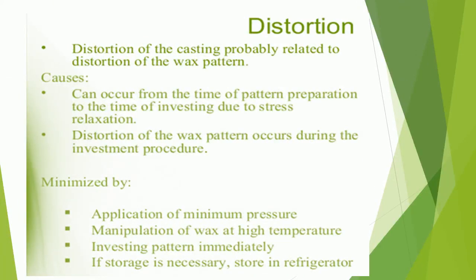There could be distortion of the casting, which is usually related to distortion of the wax pattern. It can basically be due to stress relaxation when there is a change in the temperature. So, as you know, stresses are being released within the structure. It can occur during the investment procedure. How to minimize it? By application of minimum pressure, manipulation of wax at high temperature so it's properly burned out, by investing the pattern immediately, and if storage is necessary, to store it in a refrigerator and prevent basically extreme temperatures.